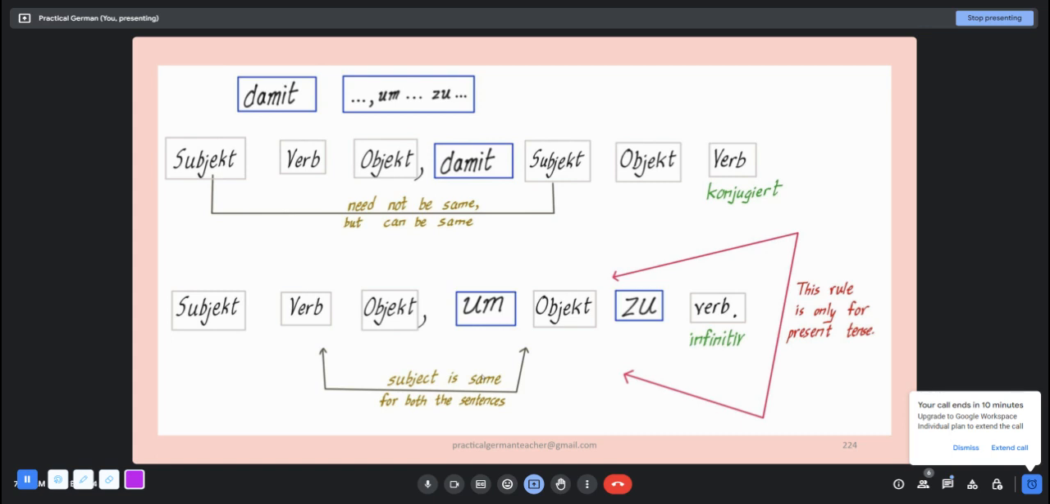The second one, the subject is the same because it's implicit. Yeah, you're talking about the same subject. So this is how you have to learn. And this rule is only for present tense.